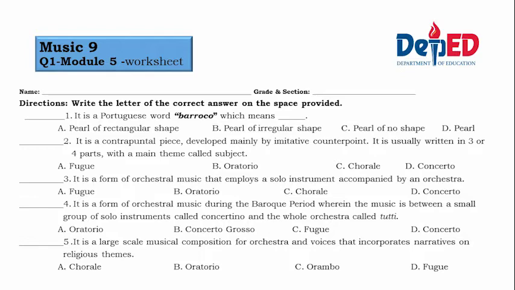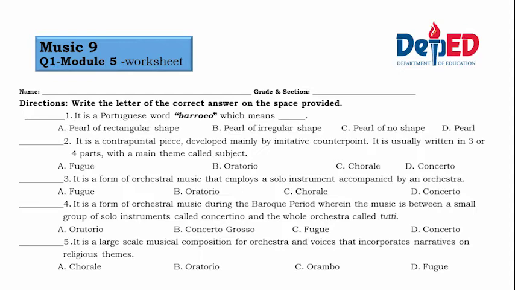Number 2. It is a contrapuntal piece developed mainly by imitative counterpoint. It is usually written in 3 or 4 parts, with a main theme called subject. A. Fugue, B. Oratorio, C. Choral, D. Concerto. Number 3. It is a form of orchestral music that employs a solo instrument accompanied by an orchestra. A. Fugue, B. Oratorio, C. Choral, D. Concerto.